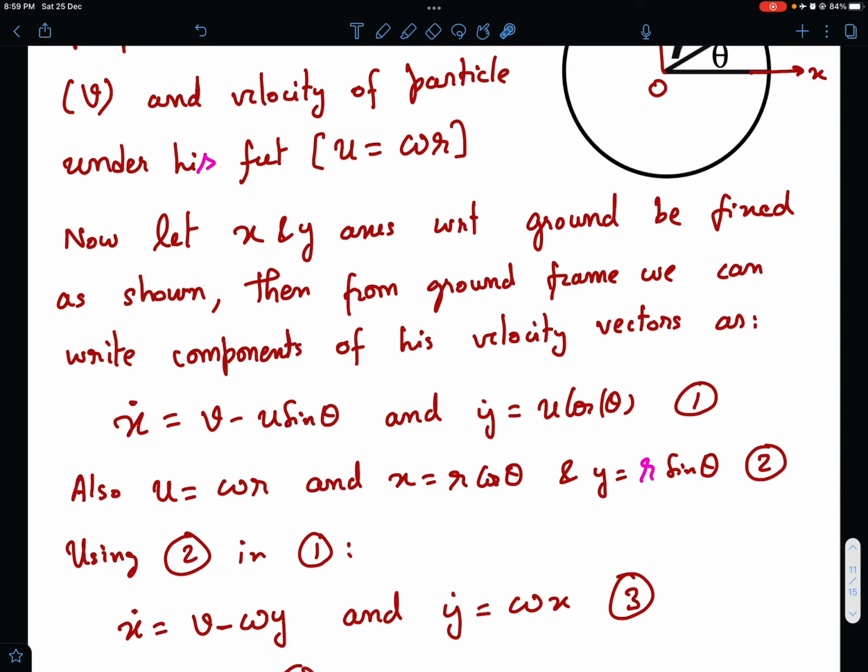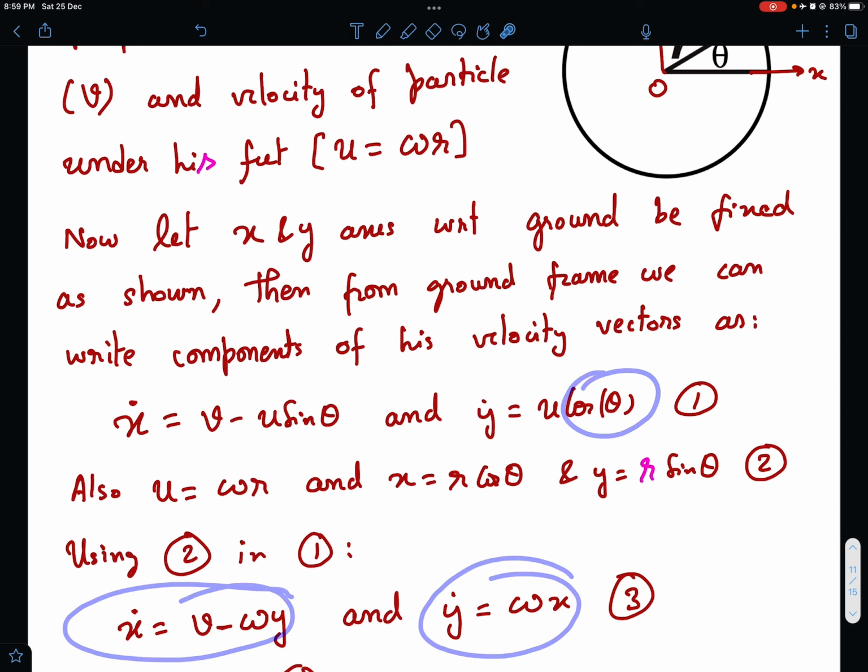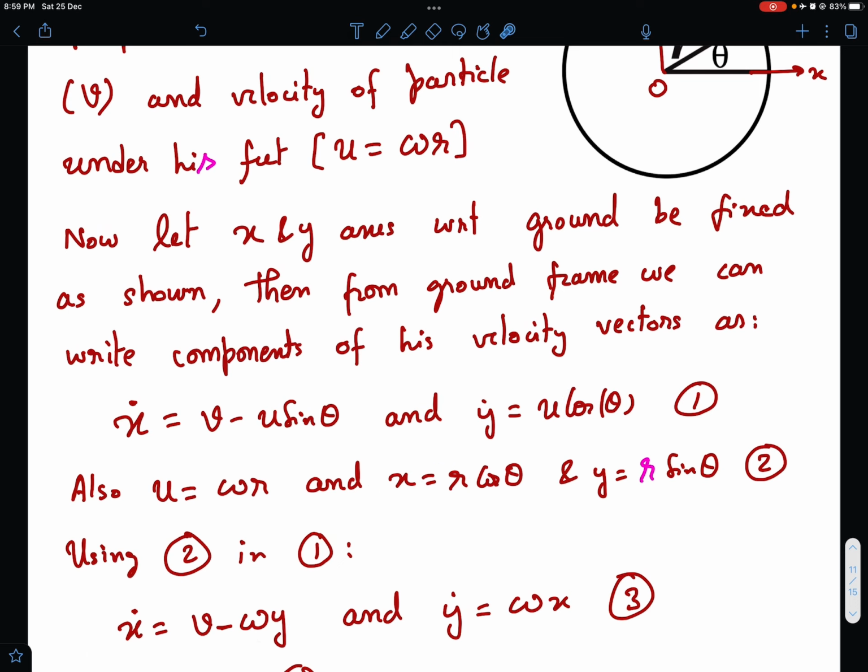So x dot is v minus omega y, and y dot similarly, see, cos theta can be written as x by r. So you put x by r and u by r then again becomes omega, so y dot is omega times x. Okay, now what to do with this differential equation? Those of you who are in class 12th or those who have studied the chapter on magnetics, you know that you get a similar kind of differential equation when you are doing cycloidal motion, motion of charged particles in simultaneously electric and magnetic fields.